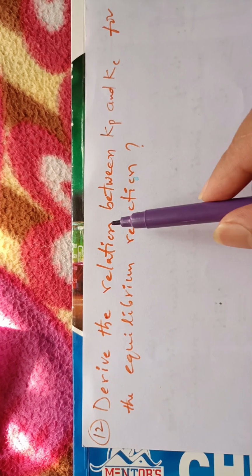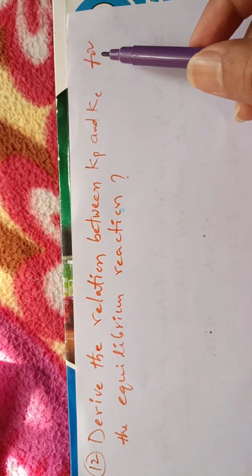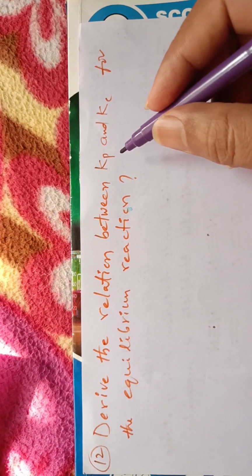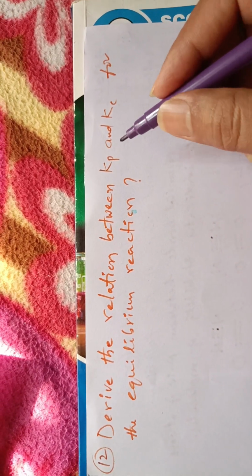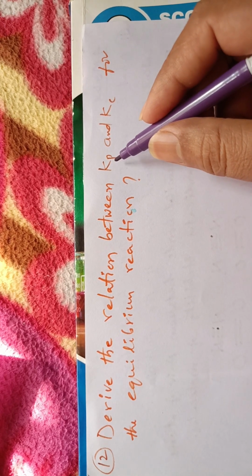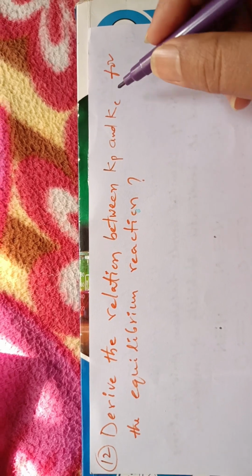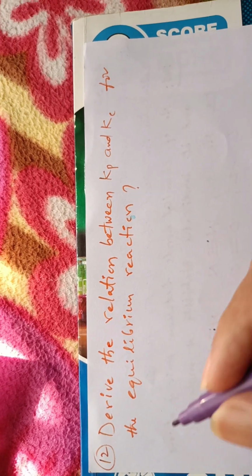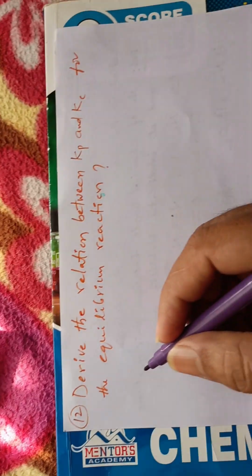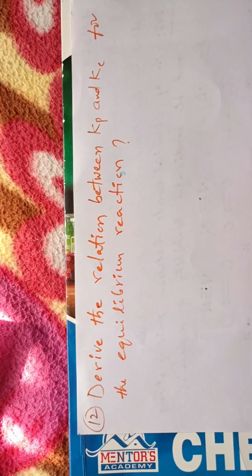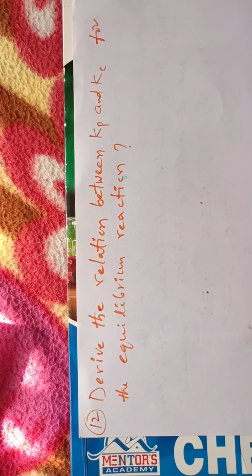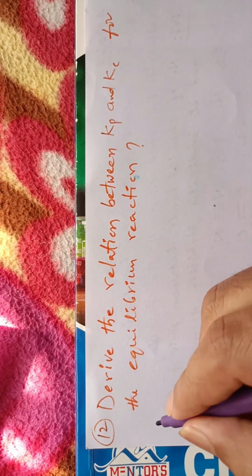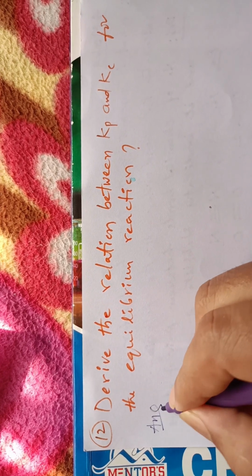Derive the relation between Kp and Kc for the equilibrium reaction. What are Kp and Kc? Kp is the equilibrium constant with respect to pressure, and Kc is the equilibrium constant with respect to concentration. Now let us take one hypothetical example, from which we derive the relation between Kp and Kc. This is the answer.